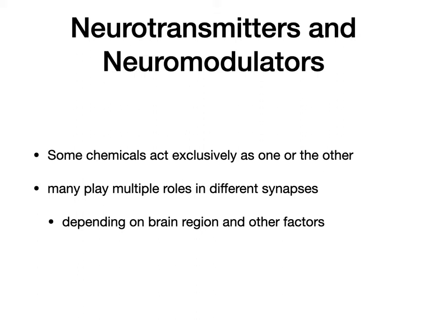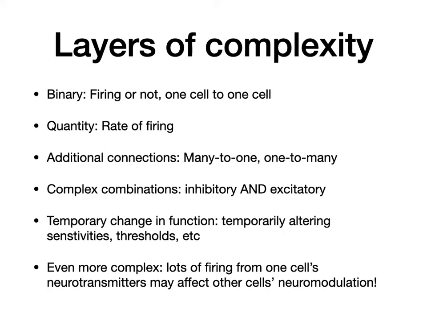I hope this is impressing on you how what starts as a very simple thing, information moving from one cell to another, gets layer after layer of complexity added on. What starts as a very simple action, described in its most reduced form, is binary: firing or not. Is this cell on or off? One cell to one cell. That's our basic toy model. I want to impress upon you that the complexity of the information we're able to process or represent in cells becomes more and more complex with each layer we've added here.